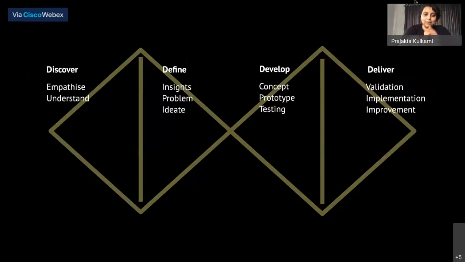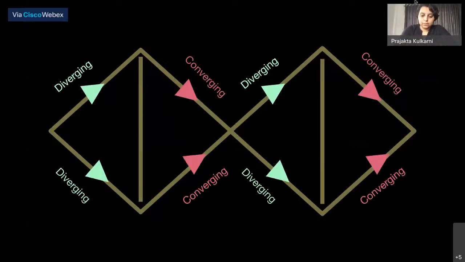If you look at this diagram, you can see that discover is the phase where you diverge, where you get in a maximum of information from all of your sources, and define is where you narrow down and converge onto one single concept, one single problem. Again, develop is a place where you prototype and maximize on your ideas, maximize on your solutions, prototypes. And then for deliver, you come back and narrow down on a few concepts and prototypes to go ahead, validate, implement, and improve. So this is what it means in the diverging and converging aspect.